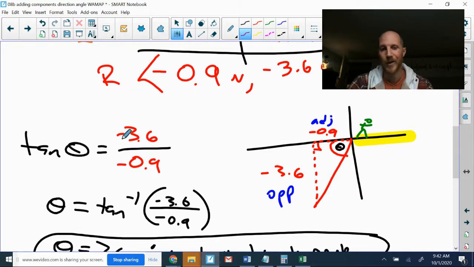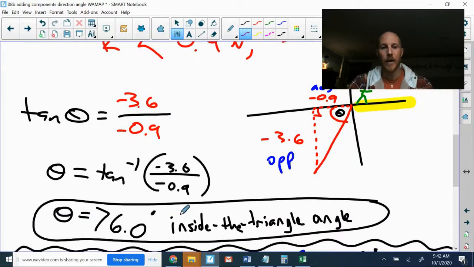Tangent of the mystery angle is going to be negative 3.6 divided by negative 0.9. And in order to actually get that angle, I will have to backwards engineer this using inverse tangent. So first I divided negative 3.6 by negative 0.9. Then I got my inverse tangent on my trusty calculator, and that gives me a 76-degree inside the triangle angle. Okay, so this little theta that is drawn in my diagram, that's 76 degrees.